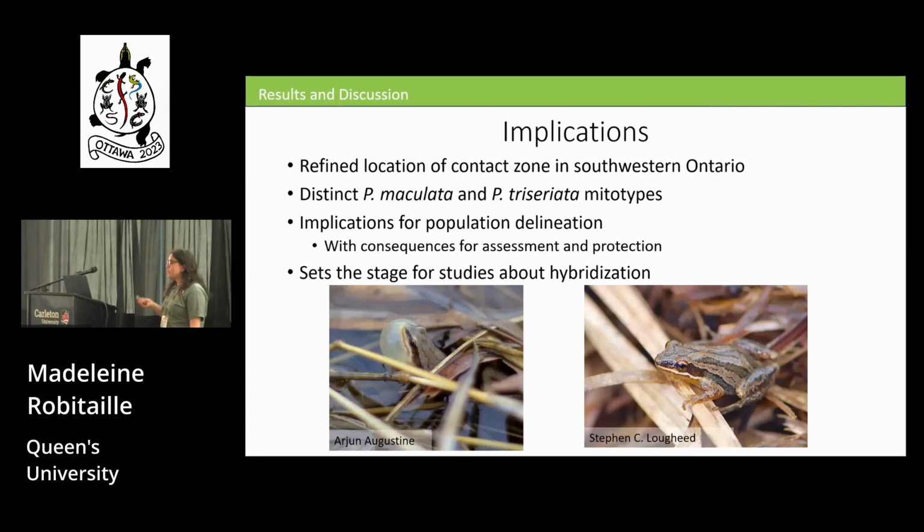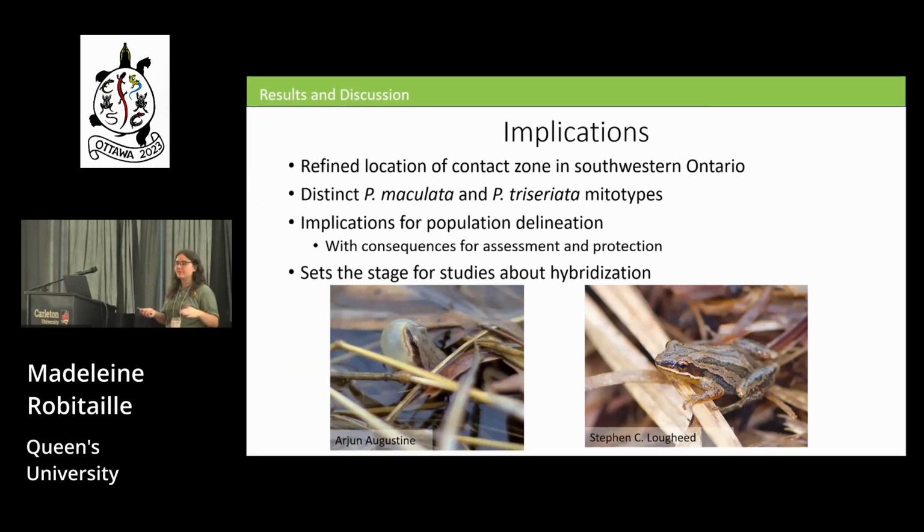So based on our work, we've refined the location of the contact zone. We found some distinct P. maculata and P. triseriata mitotypes, and we've also found ponds where the two mitotypes co-occur. This could have potential implications for the population delineation and assessment of Pseudacris. Like I mentioned, the mitochondrial and nuclear discordance is causing a lot of complications with assessment of these species. And so hopefully this work will help inform some of those decisions.